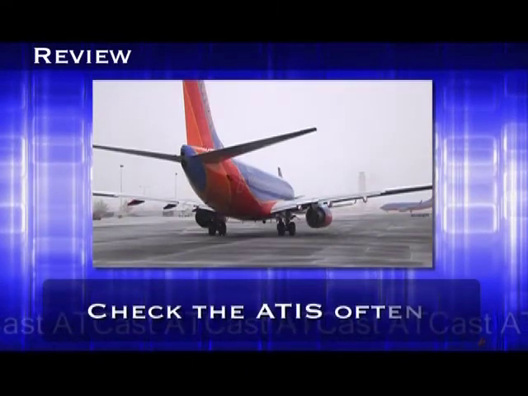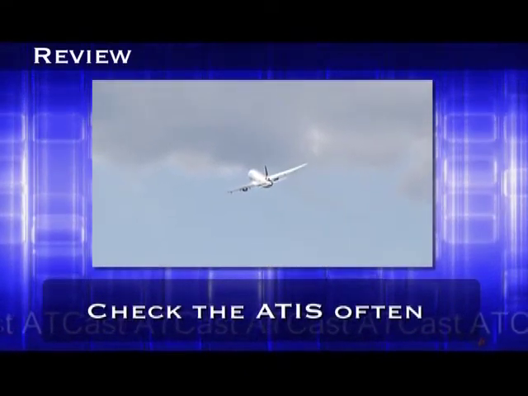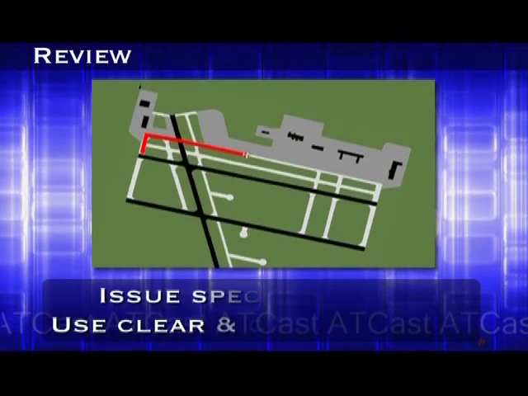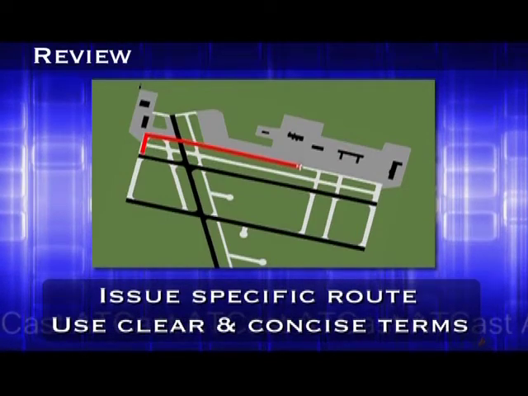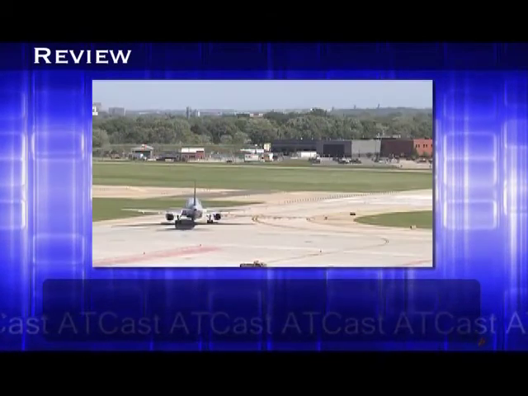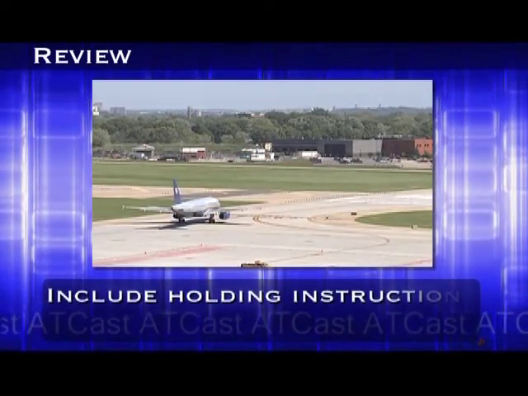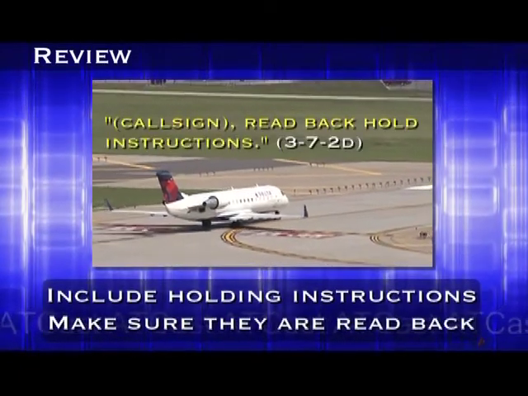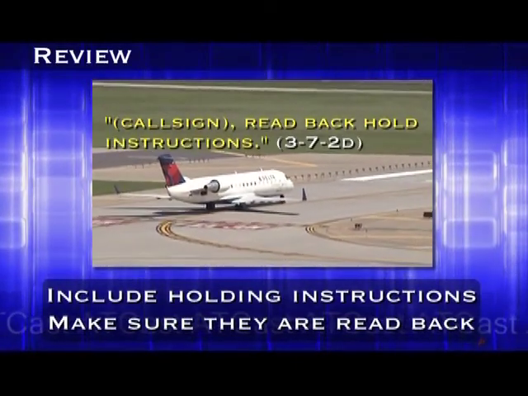Check the ATIS often for changes in the weather. It's your job to update it and to inform the local controllers when it does change. When issuing taxi instructions, issue the specific route the aircraft or vehicle is to follow, and use clear and concise terms. If a vehicle or aircraft will have to hold short of a runway or taxiway, make sure you include that information in the instructions. If the pilot doesn't read back the hold instructions, you must ask them to read it back by saying, "Read back hold instructions."